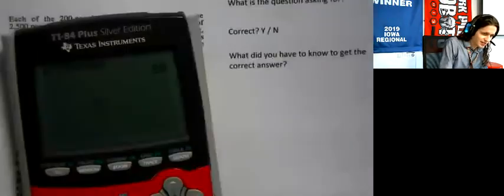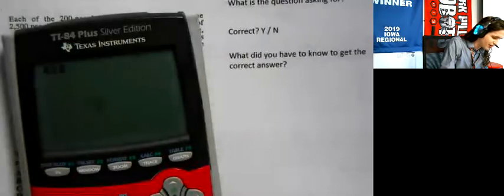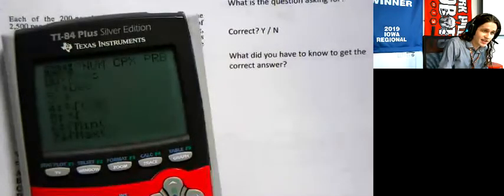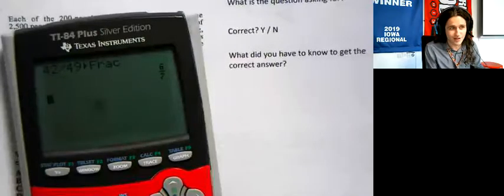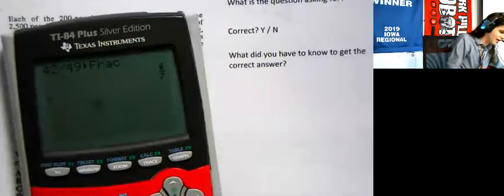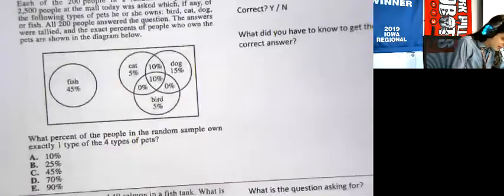Your calculator does. Put it in your calculator. 42 divided by 49, and then you hit math, and you say frac, and it gives you the reduced fraction. You don't even have to do anything. You learn to use the math frac button. It will save you. Okay, lots of sales tax problems, lots of ratio problems.